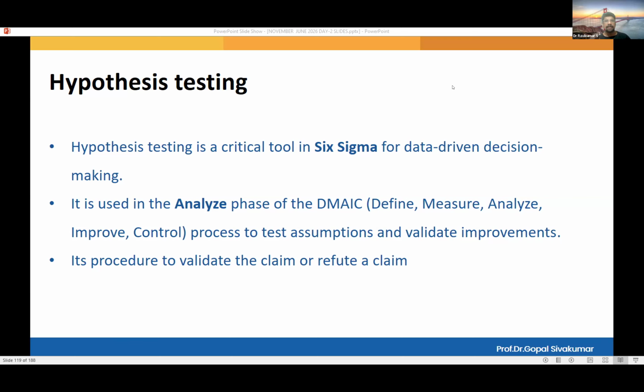So what is this hypothesis testing? It is a data-driven decision-making tool which we are using in the analyze phase. Why are we using it? To test the assumptions. See, our claim is an assumption. The doctor's claim is an assumption, because without sufficient data itself, the doctor is saying that there is a possibility.